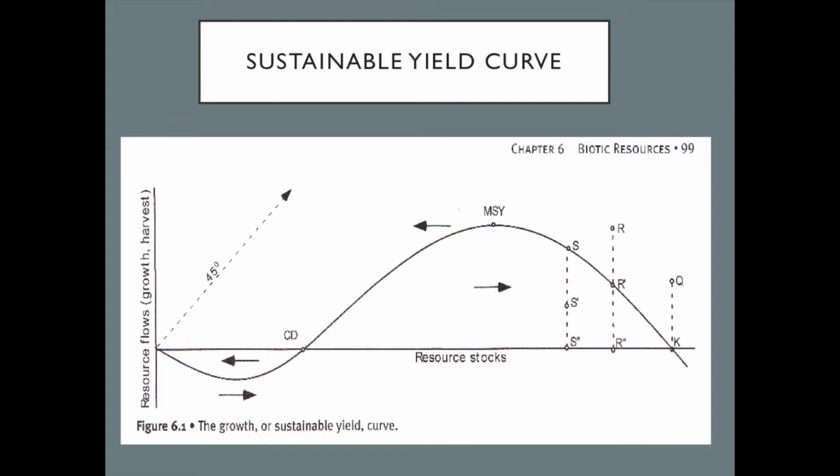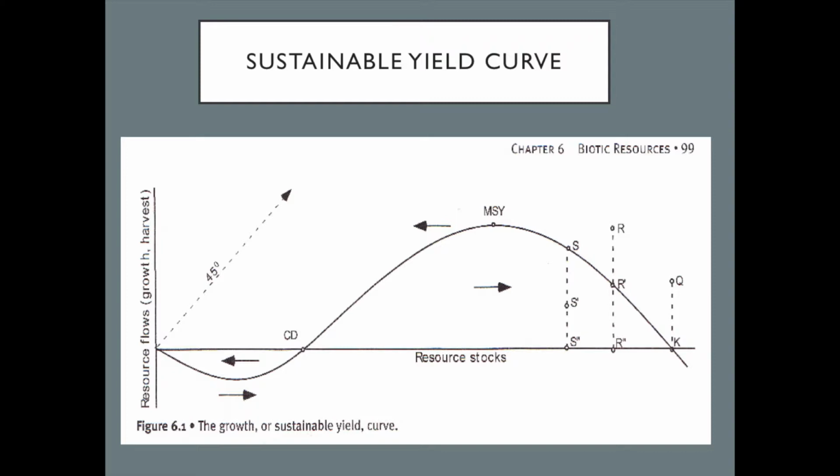Let's set up a graph in XY space and have on the x-axis the stock, or population, or amount of the resource at a given time. On the y-axis, we can represent the flow variable. The flow variable will represent reproduction, a rate of reproduction.